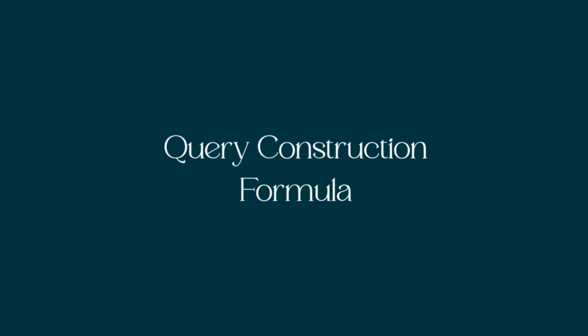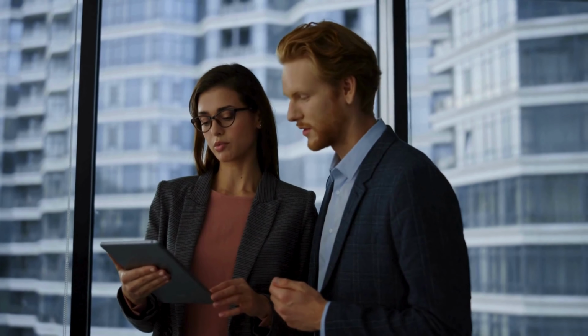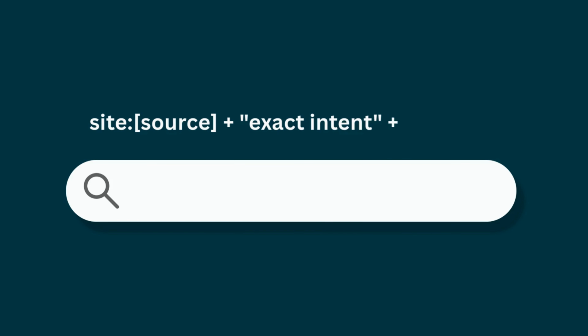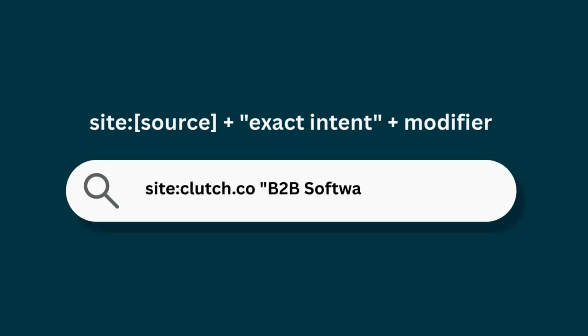Here is the exact formula we use in our agency. The formula looks like site colon source plus exact intent plus modifier. It comes out like site colon clutch.io, in double quotes "B2B software", and the modifier is marketing. This is not searching, this is filtering a database.